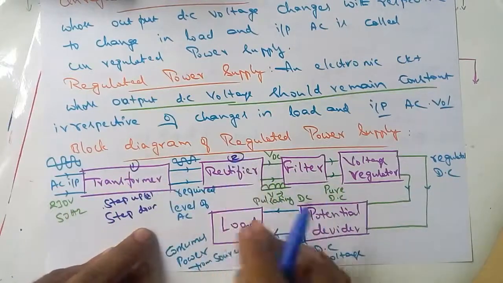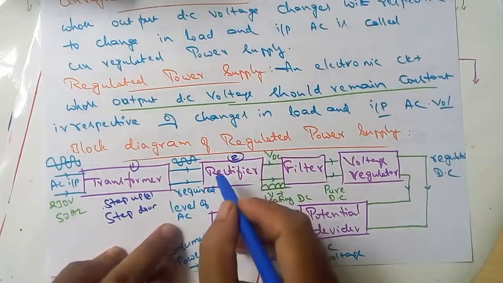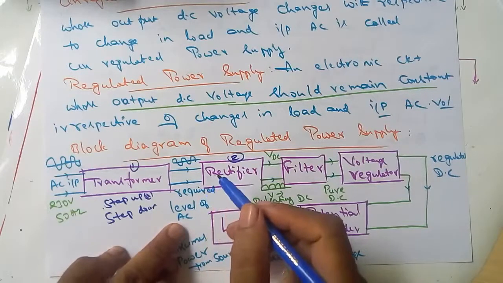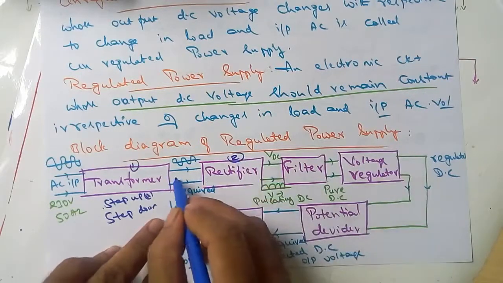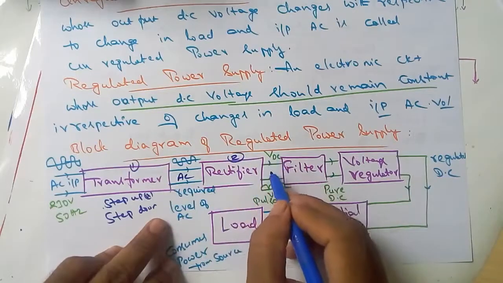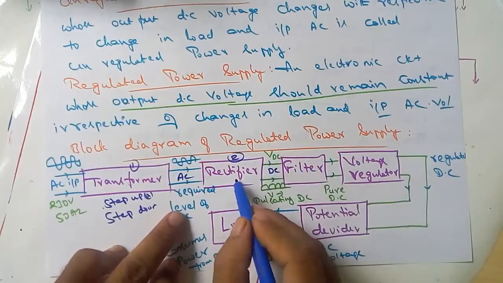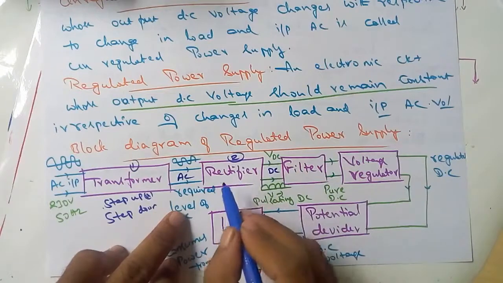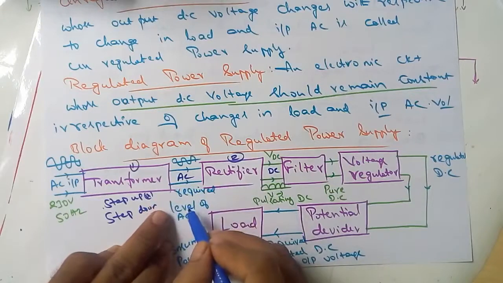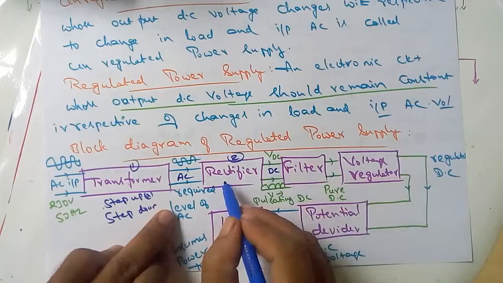Now coming to the second block, which is the rectifier. What is the working of the rectifier? Rectifier rectifies. Rectification means change. What is it going to change? The AC will be converted into DC. The rectifier is the circuit which converts or changes the required level of AC voltage into DC. That is called the rectifier.